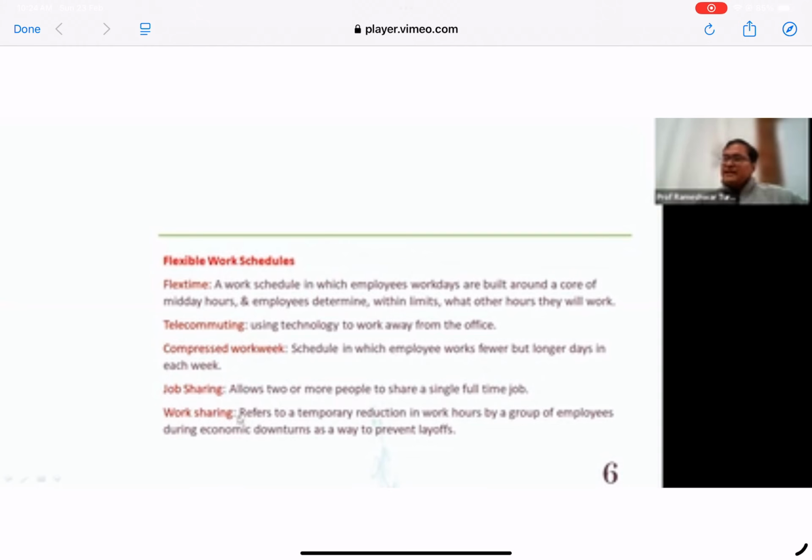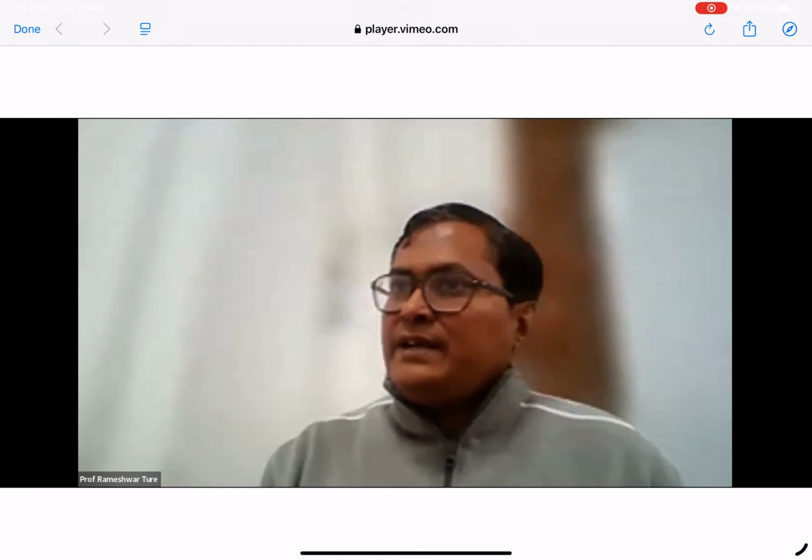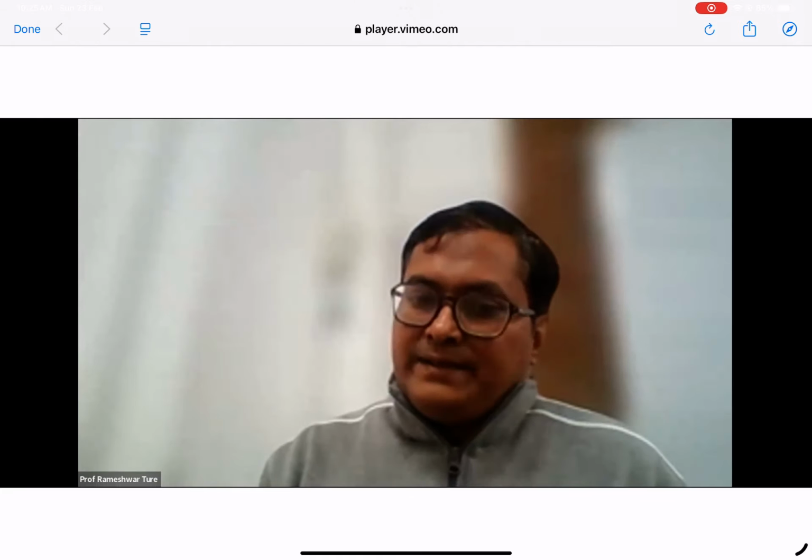Then there is a work sharing arrangement. This is a temporary reduction in work hours by a group of employees during economic downturns as a way to prevent layoff. Instead of saying goodbye to some employees, reduce everybody's work hours. At least people get some amount instead of getting full salaries, but all employees are retained. This is again some flexibility. So benefits are also one important component in salary.